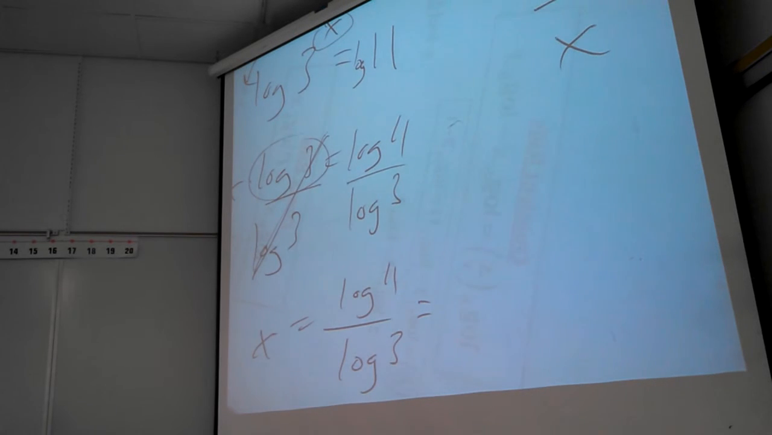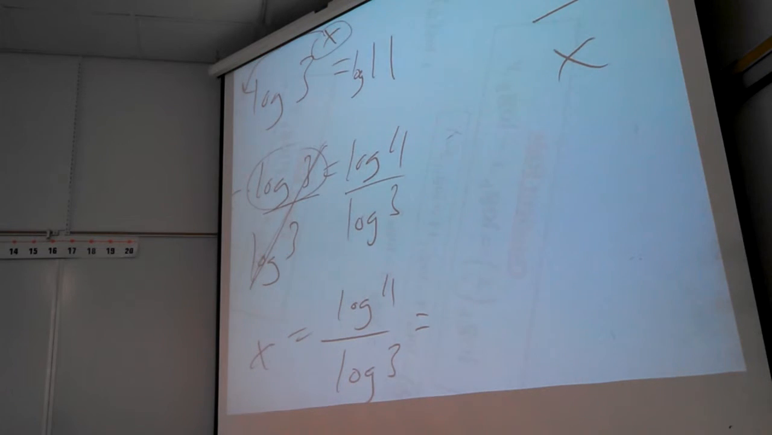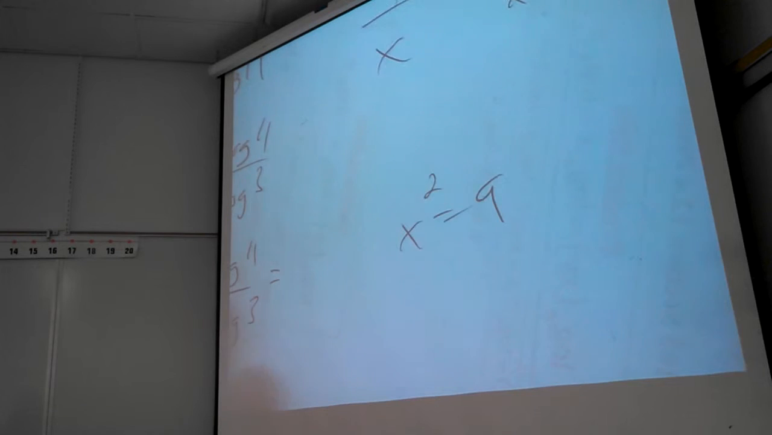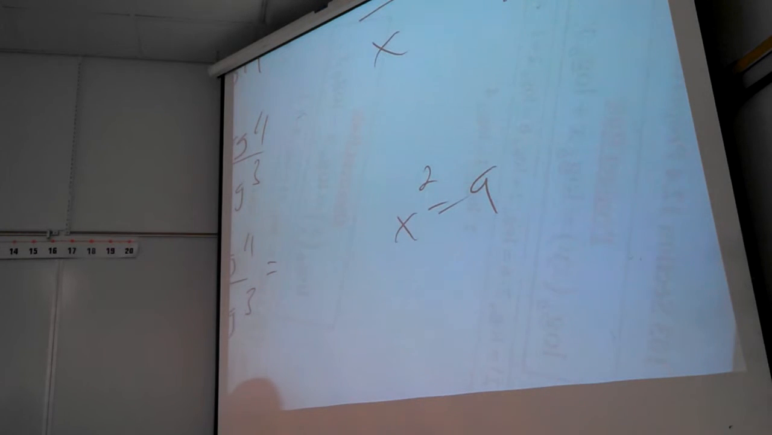I didn't really understand how you put the log in front of the 3 and 11 and just bring out the x. All right, so watch. Just a second. If I have this, what would I do? Square root. Why?